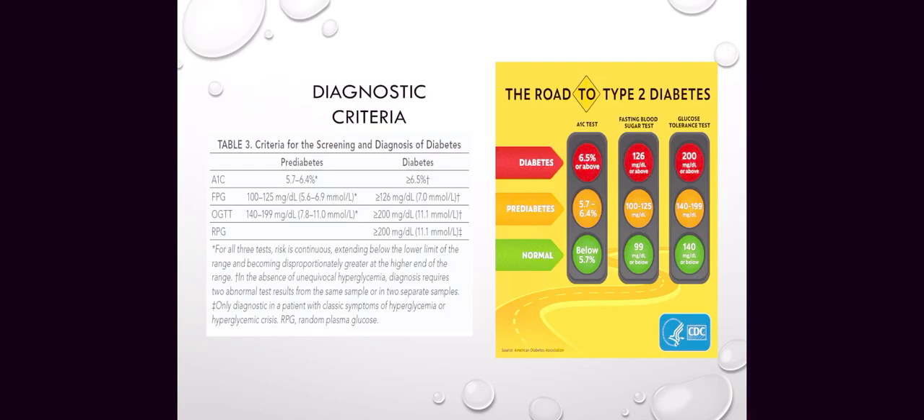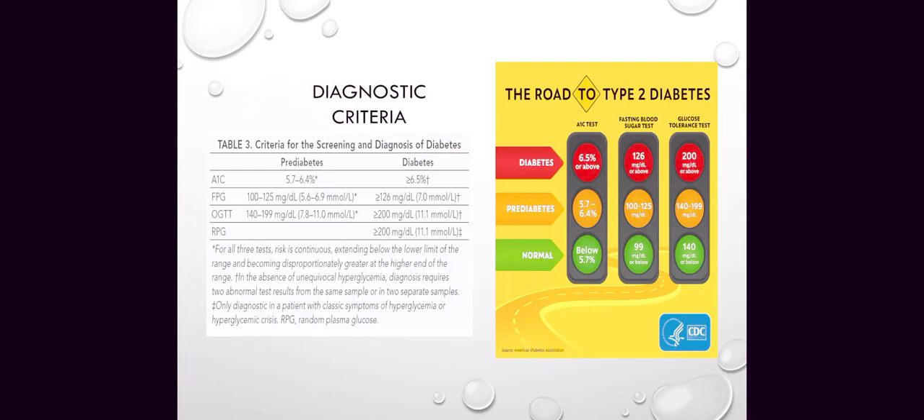The next method of testing for diabetes is the fasting blood sugar test. This measures your blood sugar after an overnight period of not eating, and a fasting blood sugar level of 99 milligrams per deciliter or lower is normal. 100 to 125 milligrams per deciliter indicates you have pre-diabetes, and 126 milligrams per deciliter or higher indicates you have diabetes.